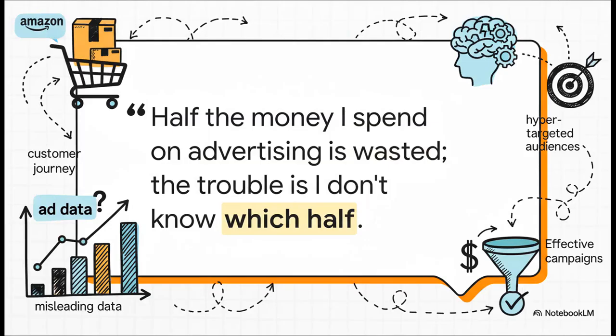And you know what? This isn't a new problem. Over a century ago, the retail pioneer John Wanamaker famously said, "Half the money I spent on advertising is wasted. The trouble is, I don't know which half." For 100 years, advertisers have been stuck on this exact problem, but for Amazon sellers, a solution has finally arrived.